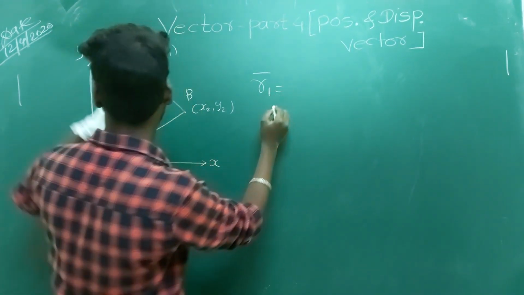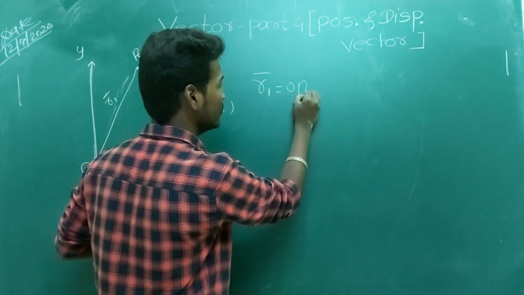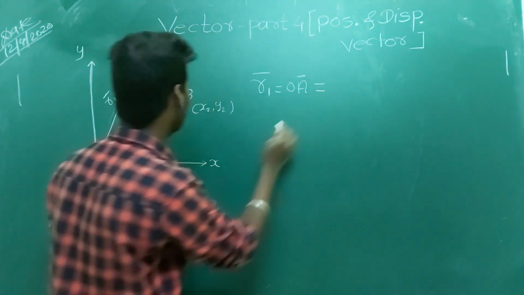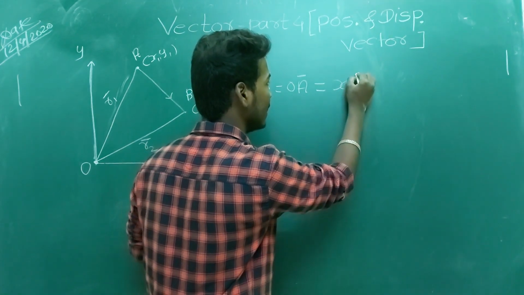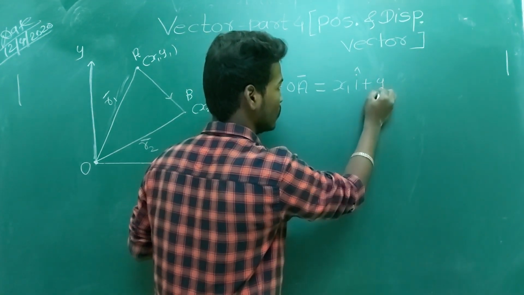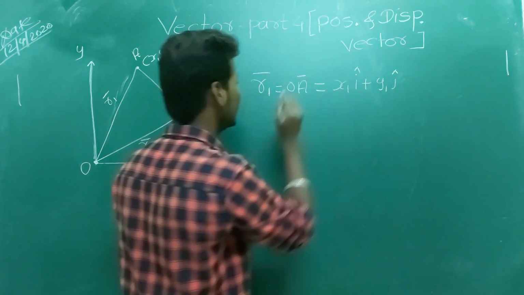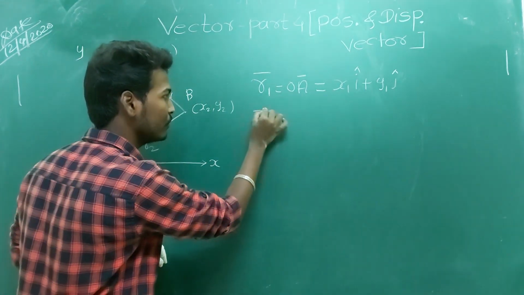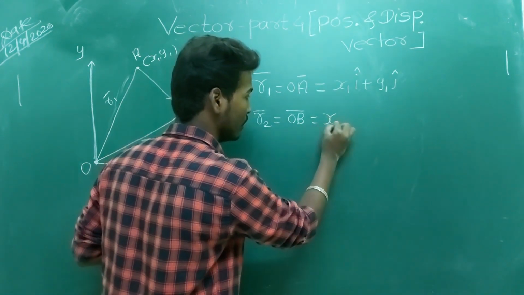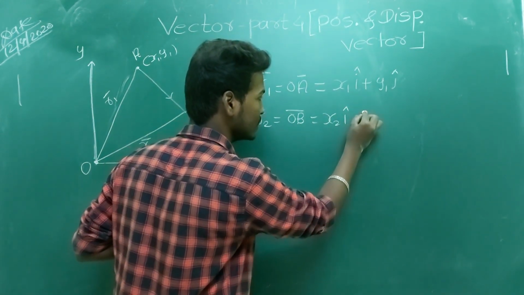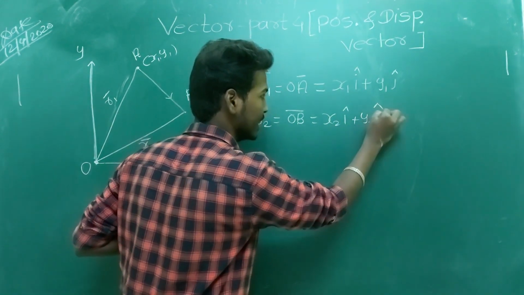R1 bar, which is equal to OA bar, is equal to x1, y1. So x1 I cap plus y1 j cap. Similarly, R2 bar will be OB bar, that is equal to x2 I cap plus y2 j cap.